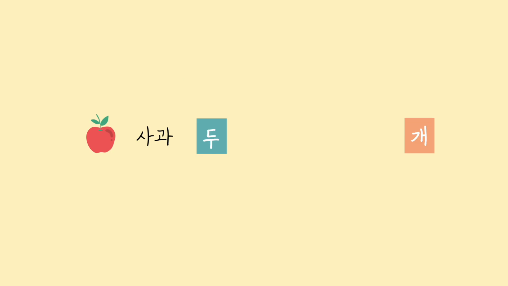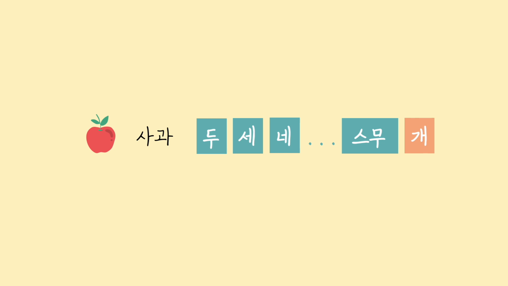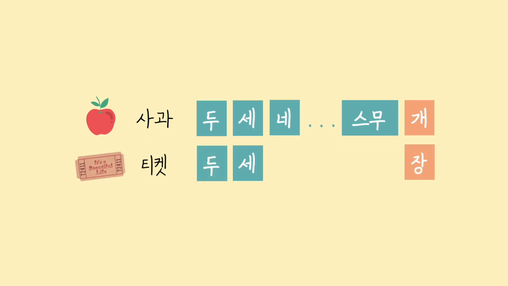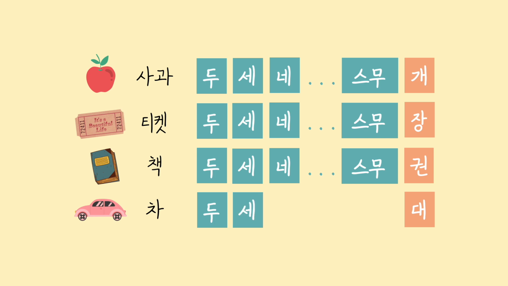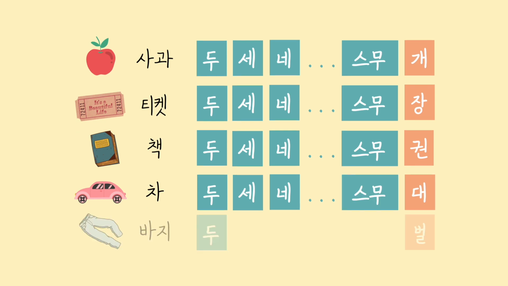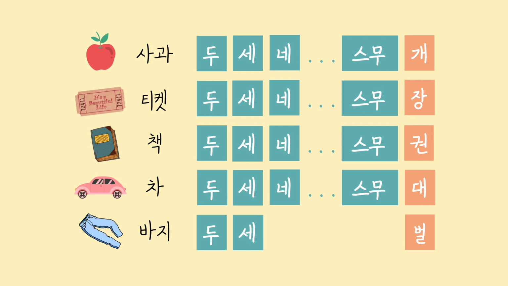And here are the other counting units. 사과 2개, 3개, 4개, 20개. 티켓 2장, 3장, 4장, 20장. 책 2권, 3권, 4권, 20권. 차 2대, 3대, 4대, 20대. 바지 2벌, 3벌, 4벌, 20벌.